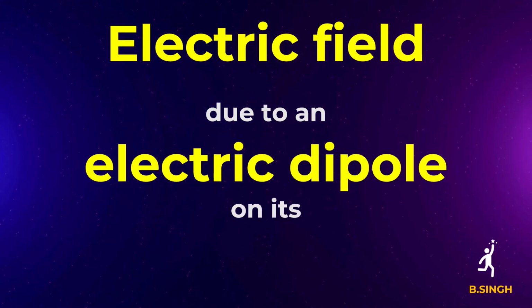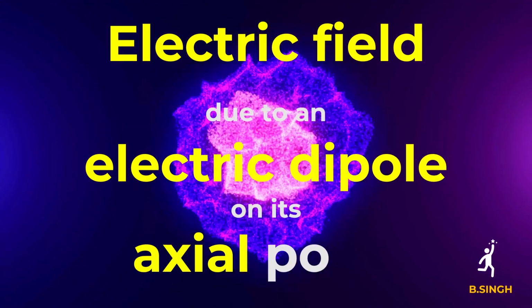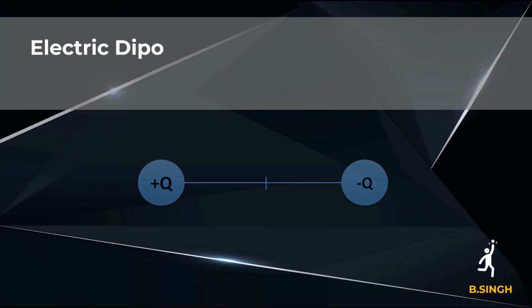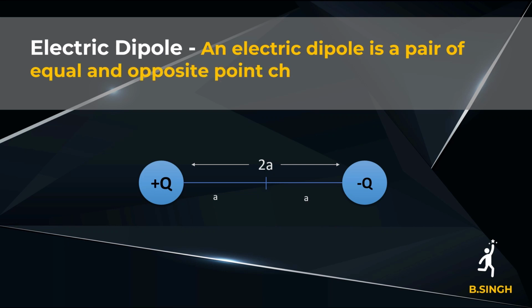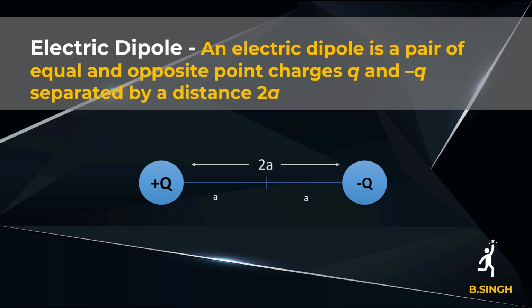Electric field due to an electric dipole on its axial point. Let's define an electric dipole first. An electric dipole is a pair of equal and opposite point charges q and minus q separated by a distance 2a. The separation is taken 2a between the charges, so that from the midpoint of the dipole, the distance to individual charges can be taken as a, instead of a by 2.